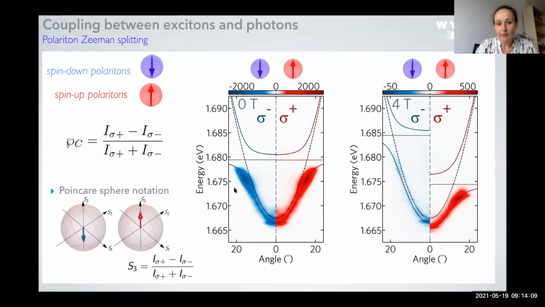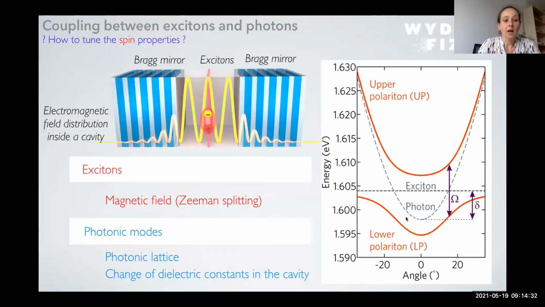So at zero magnetic field, usually the two branches are degenerate and equally populated. But what you observe, for example, at 4 Tesla, for this detuning, is that the exciton has a huge splitting that transforms to the splitting of the lower polariton branch, and you can have two separate modes. So this is my main effect that allows me to control the spin of the polaritons through the external real magnetic field through this excitonic component.